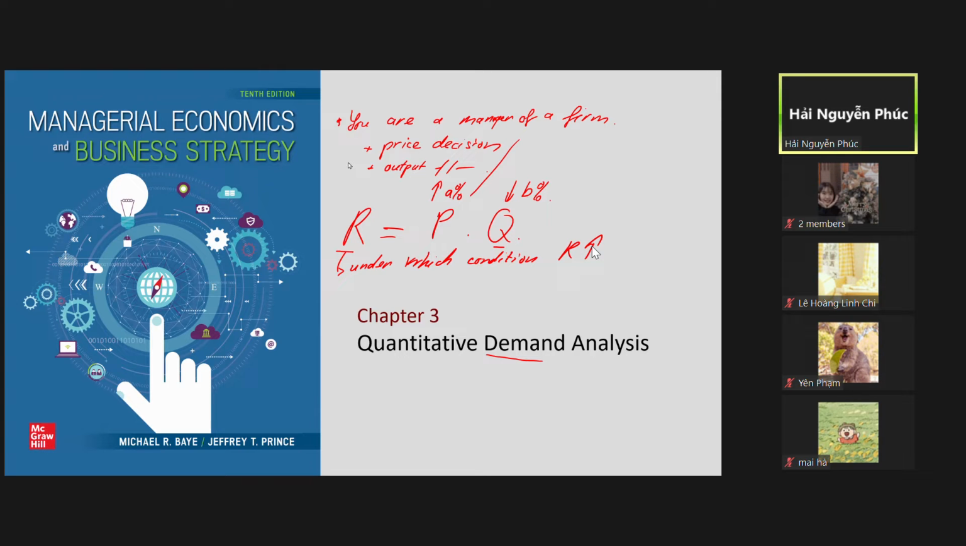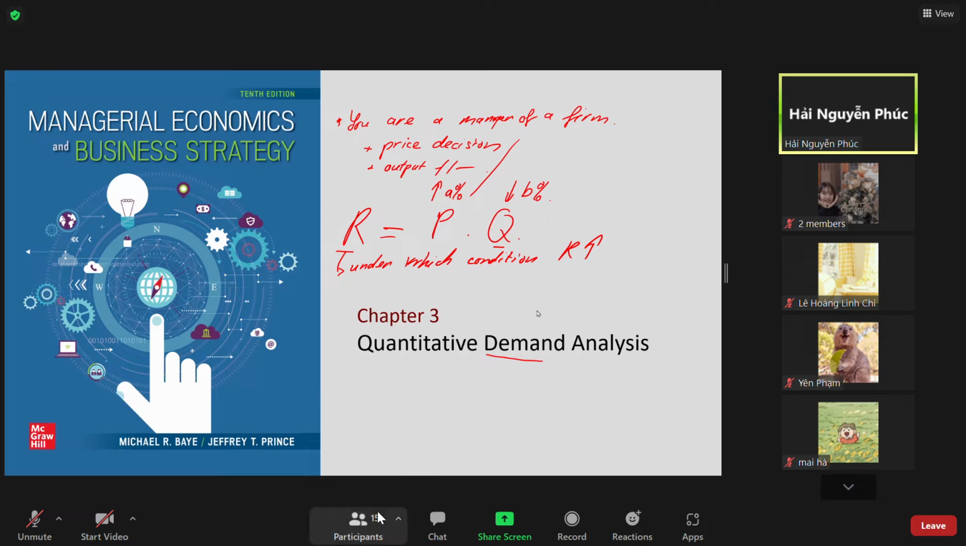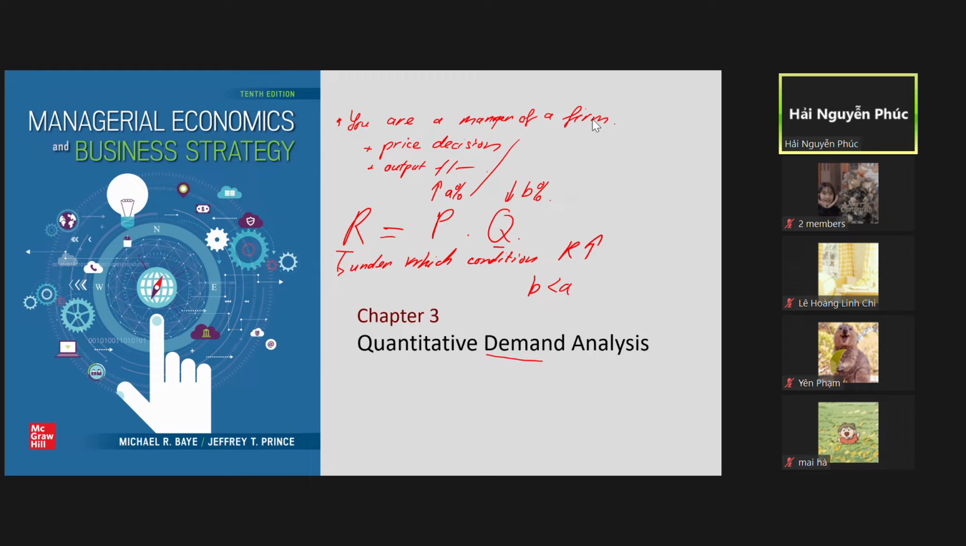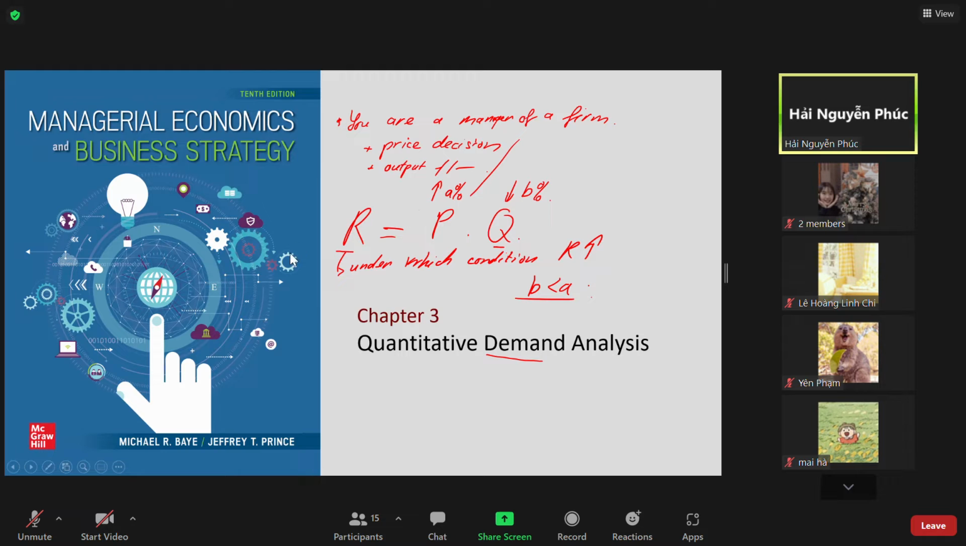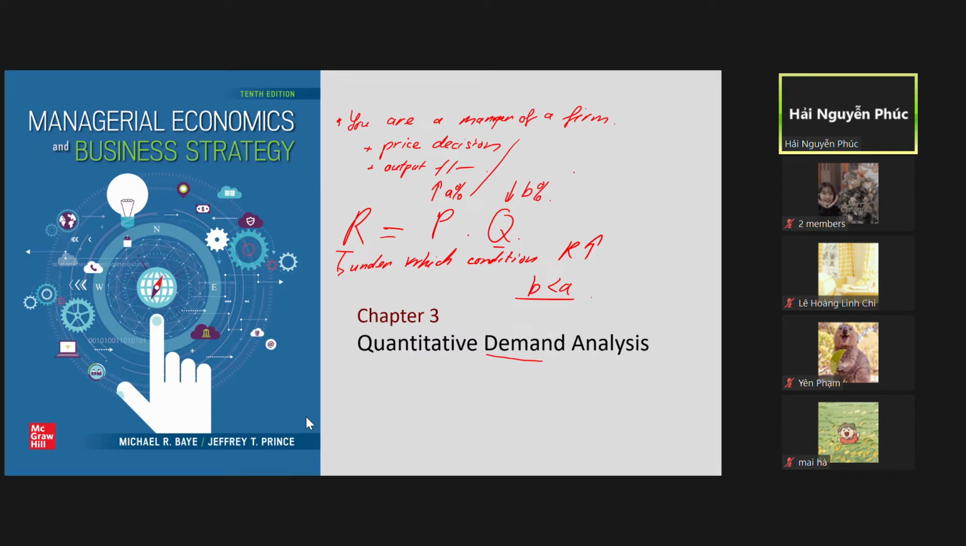Okay. Kiên has given the correct answer for this question. He says that we need the condition of B to be smaller than A. Pretty simple. For example, you increase the price by 2%, but the quantity demanded decreases by only 1%. Then your revenue will increase. So that's pretty simple, and you are correct, Ken. Thank you.